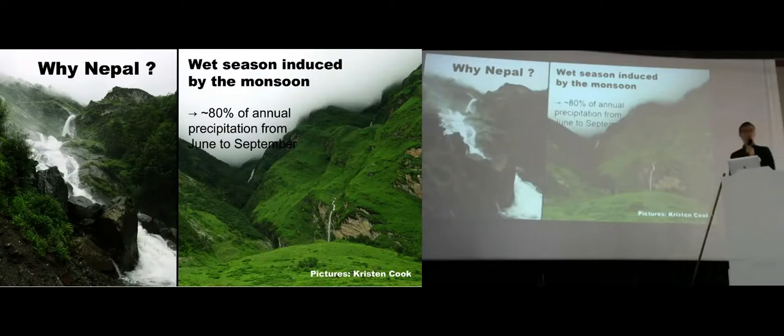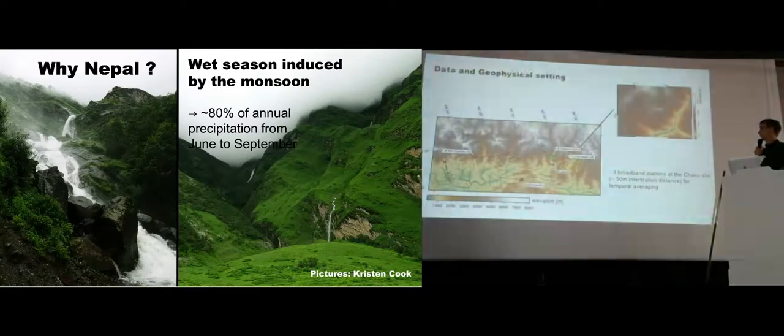But also, there's a strong seasonal cycle of precipitation. We have a clear monsoon season, and about 80% of the precipitation rains down between June and September. So there's a clear cycle that will likely induce strong changes in the subsurface.